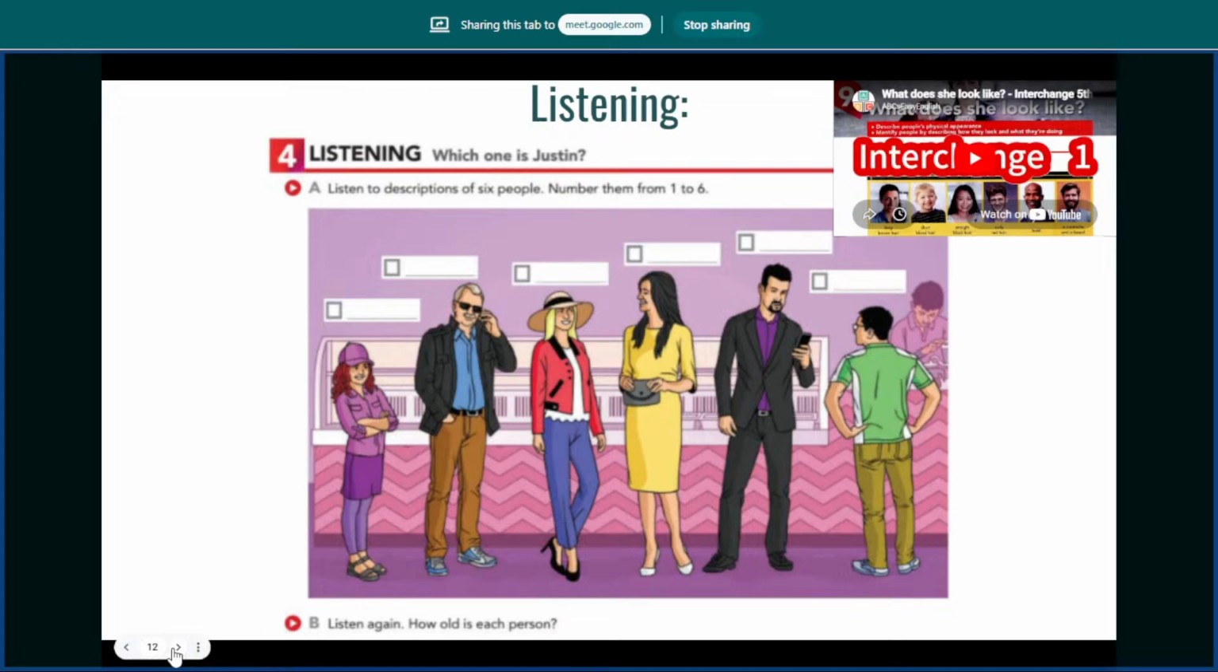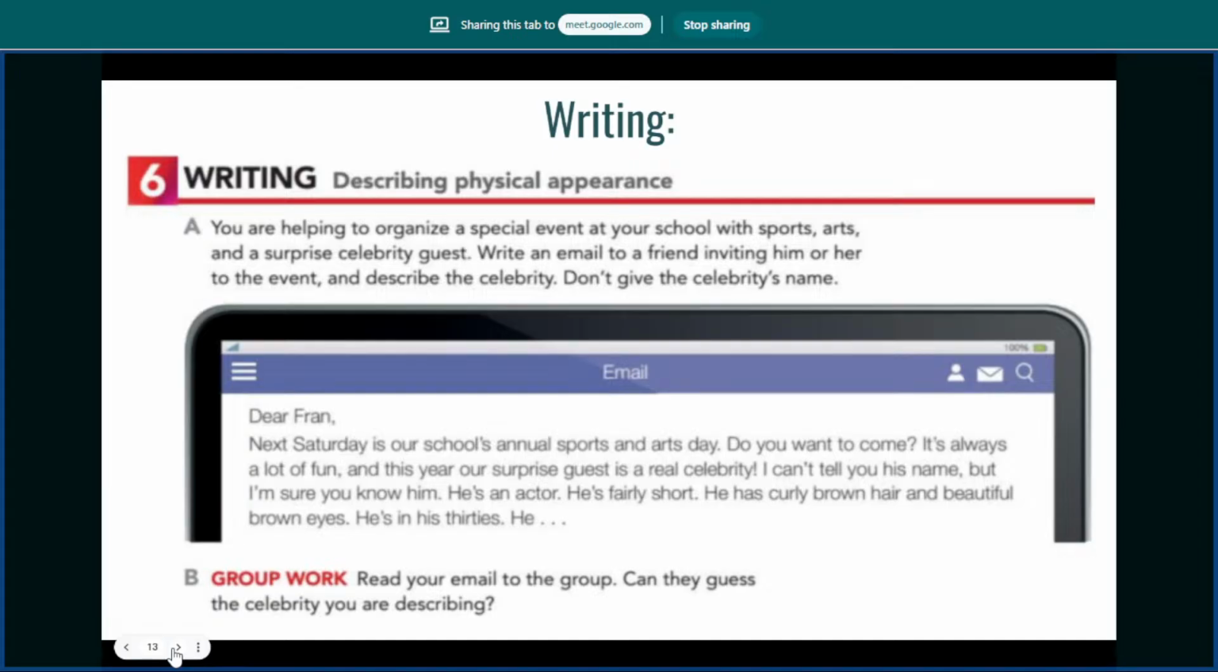Okay, understood? Yes. Okay. For homework, you guys will go through the audios again and make your answers properly. Now, for homework, we will solve this exercise as well, where you are helping to organize a special event at your school or with sports, arts, and you have a surprise celebrity guest. So you are writing an email to a friend, inviting him or her to the event. Here you have to take any celebrity and describe that celebrity, but you're not going to name that person. Sirf uska description doge aap, theek hai. Description, not about his achievements, his physical appearances, his aur her's physical appearances. Clear? Yes.